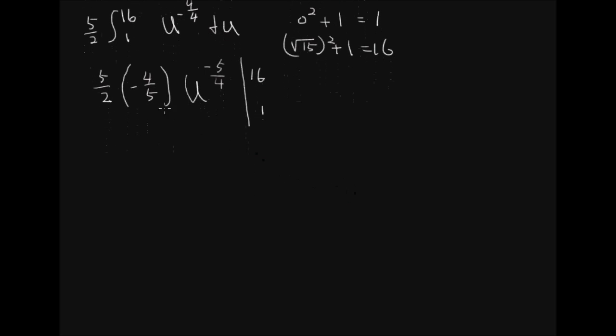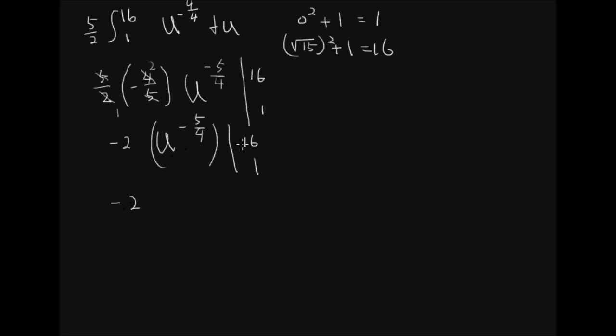Then we can go ahead and multiply these two fractions. Simplify 5 and 5. This one divided by 2 is 1, and this one divided by 2 is 2. Then we have a negative sign there, so it's negative 2. Let me rewrite it one more time: negative 5 over 4, evaluated from 1 to 16, with negative 2 still there.